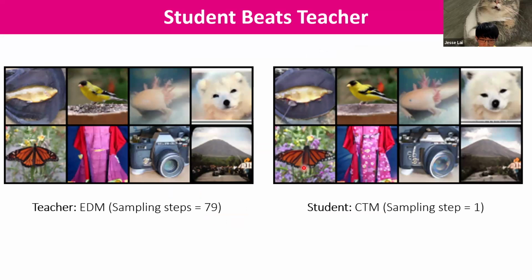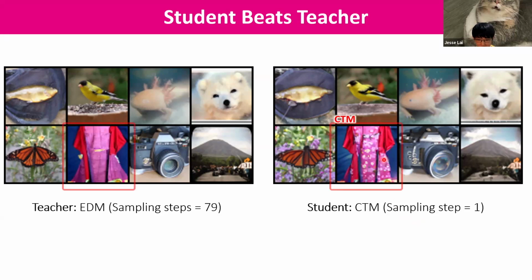Okay, so here is the example. The left-hand side is the teacher model, which we choose as the EDM, and the right-hand side is the student model, which is this CTM model. For EDM, which is the teacher, we use 79 time steps for sampling, but for CTM we use 1 step. All right, I will have you focus on this part.